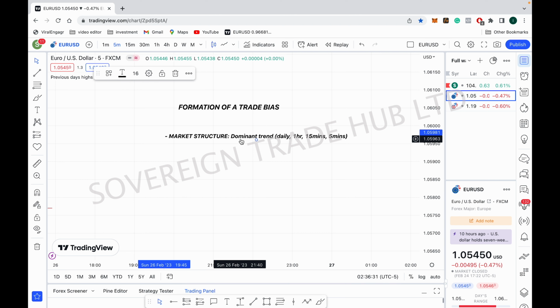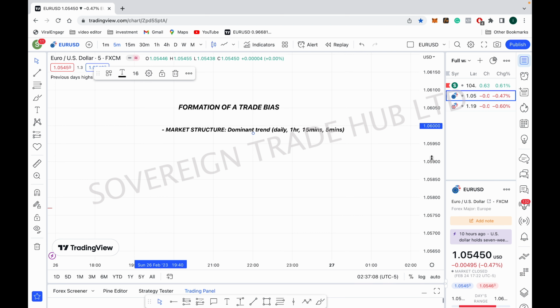Then the next thing I look out for in market structure: maybe I've been able to determine the dominant trend from the daily, 1 hour, 15 minutes, and 5 minutes, but it's always a sweet spot when you notice that the 1 hour, 15 minutes, and 5 minutes are aligned. Let me take for example, they are all pointing towards the buy program. The dominant trend there is a buy. Now we'll have to narrow down our entry to the 5 minutes so we can get the least drawdown as much as possible.